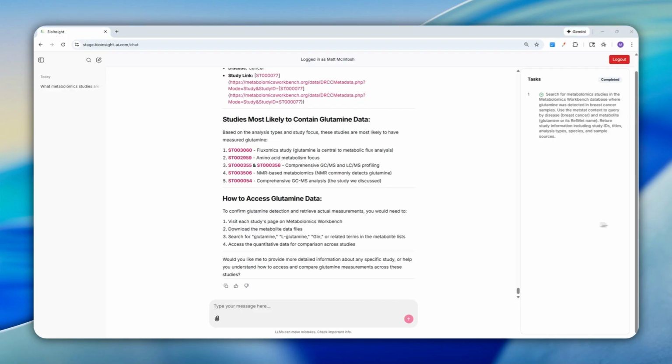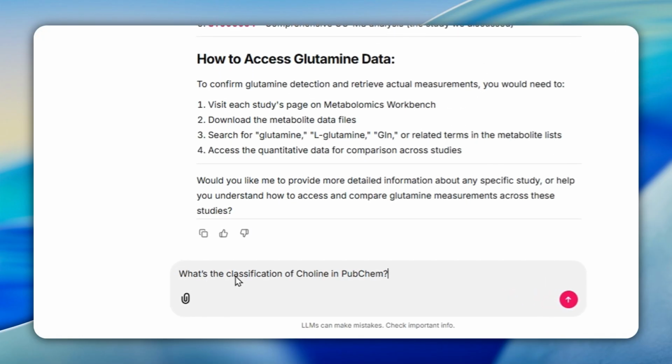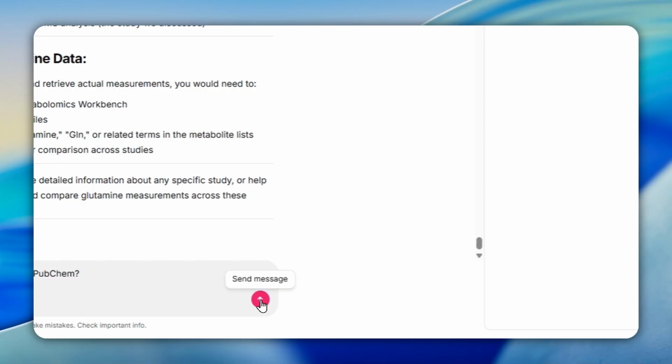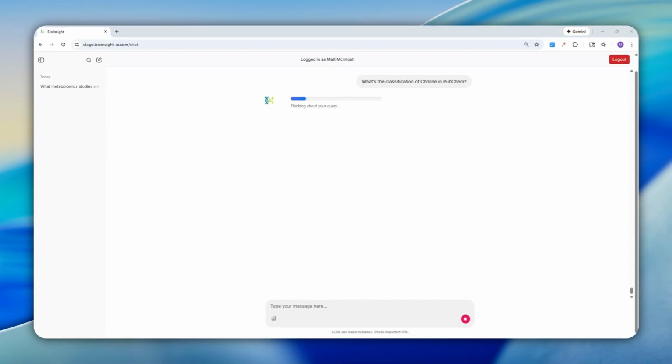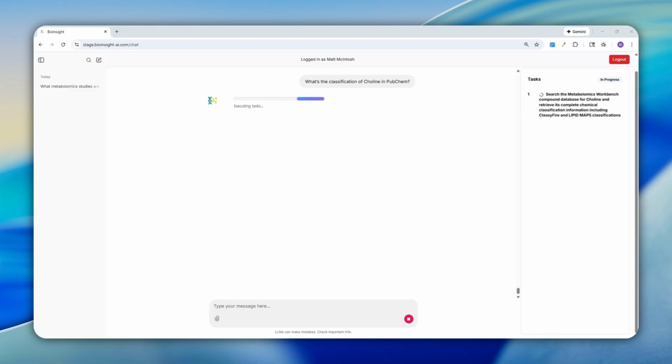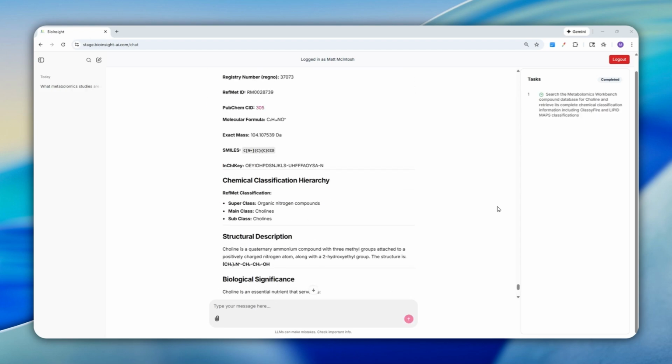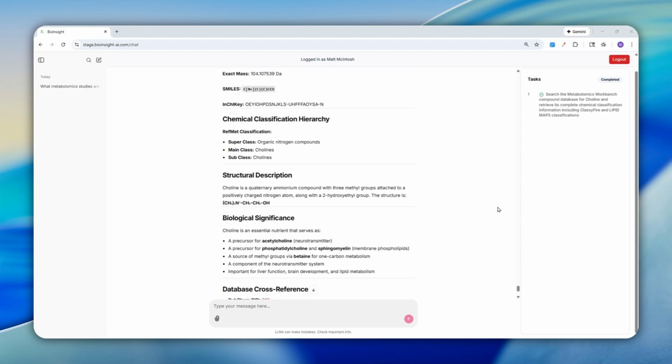And for broader chemical context, I ask, what's the classification of choline in PubChem? BioInsight can retrieve ontology information, chemical classes, and pathway roles, giving researchers a more holistic view of metabolite function.